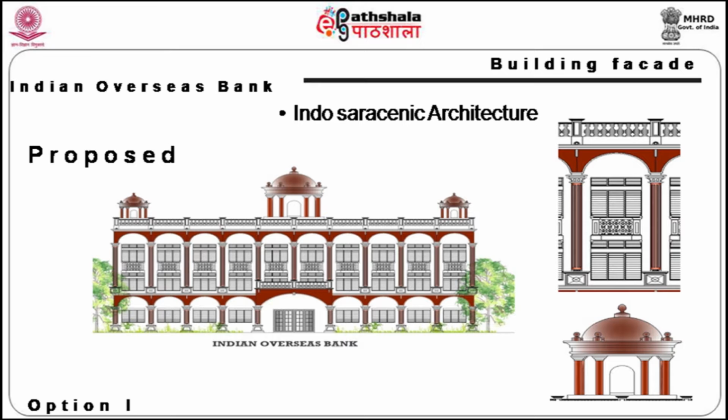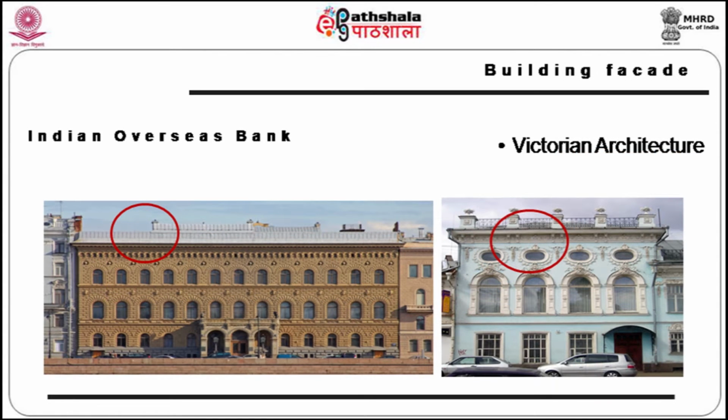Old windows, everything will be retained as it is. We won't be touching the existing building, but it will be a projected elevation of the building, so that construction, everything can happen easily. This is one of the styles we are using for the Indian Overseas Bank as Indo-Saracenic architecture. The next one is Victorian architecture.